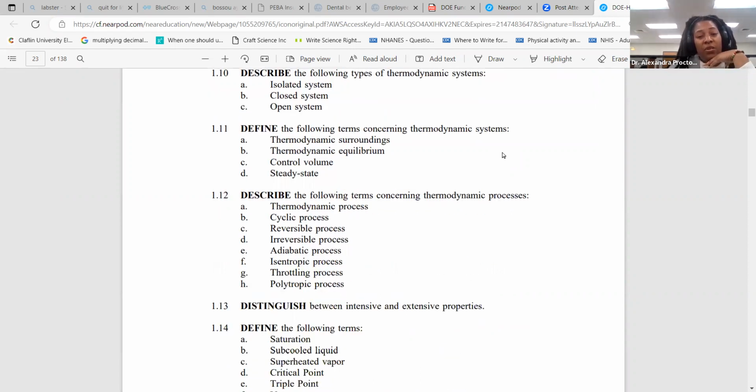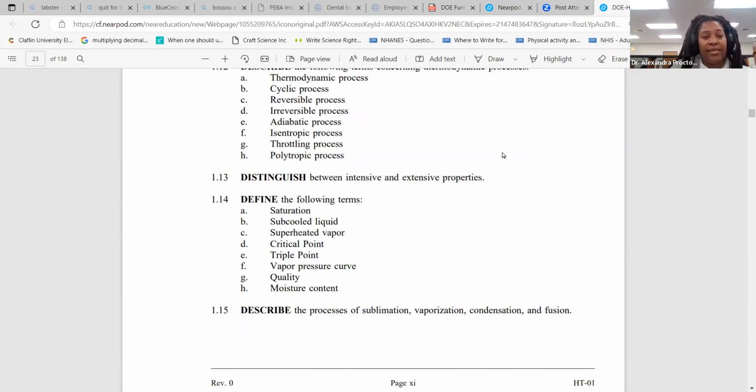And then we're going to describe in this volume thermodynamic processes, like the thermodynamic process. What's a cyclic process? What's a reversible and irreversible process? What's an adiabatic process? What's an isentropic process, throttling process, polytropic process, and then distinguish between these intensive and extensive properties. And define saturation. Okay, what's a saturated solution?